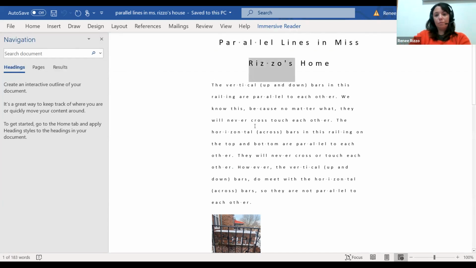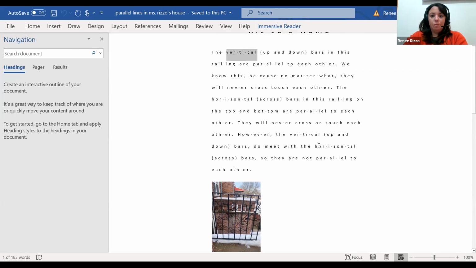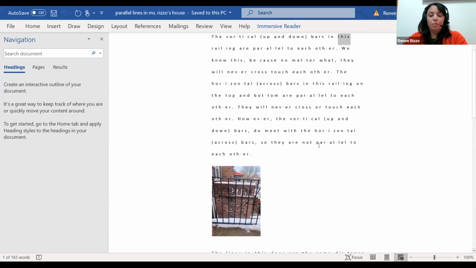Parallel lines in Miss Rizzo's home. The vertical, up and down, bars in this railing are parallel to each other. We know this because no matter what, they will never cross or touch each other. The horizontal, across, bars in this railing on the top and bottom are parallel to each other. They will never cross or touch each other.